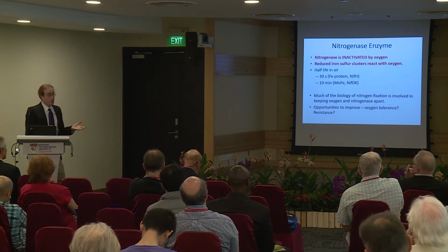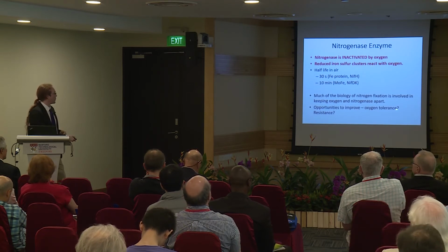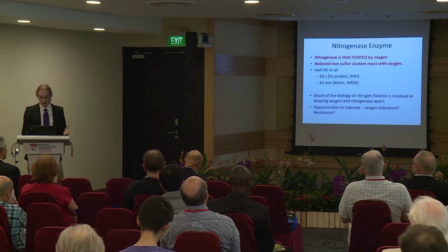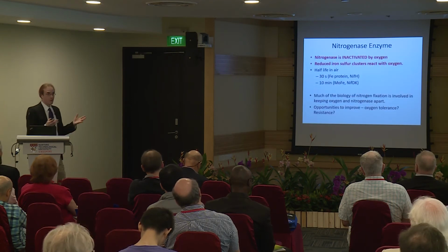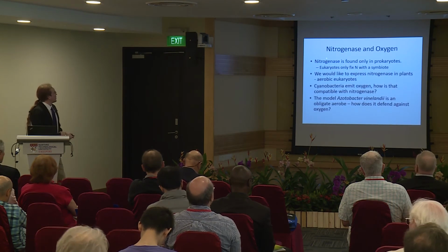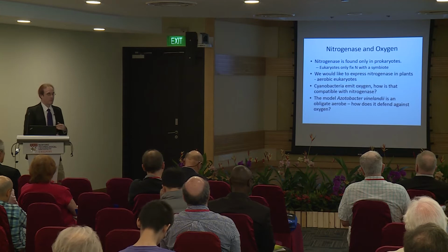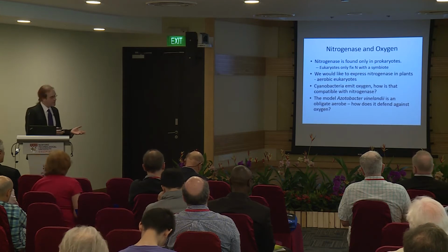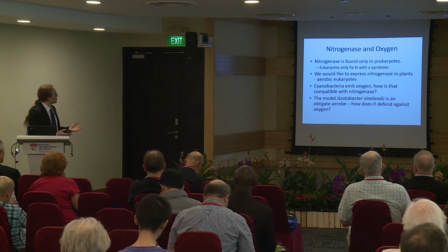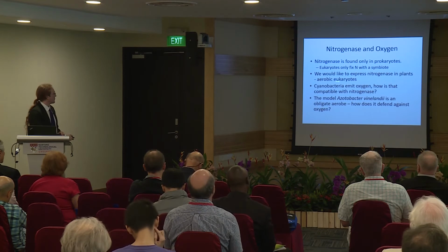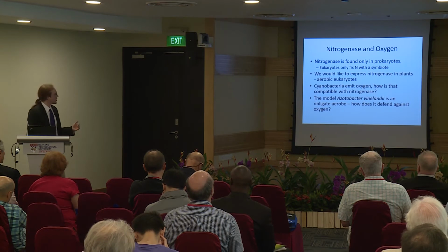So if we're interested in improving nitrogen fixation, one thing to think about was, can we improve the oxygen tolerance or resistance of nitrogenase in some way? Maybe we could look at the ROTE1 in cyanobacteria. So nitrogenase is found only in prokaryotes. If a eukaryote is fixing nitrogen, it will be with a symbiote, which might be an endosymbiote. We would like to express nitrogenase in plants so we can reduce fertilizer usage, and they're aerobic eukaryotes. Cyanobacteria emit oxygen. How is that compatible with their nitrogenase?